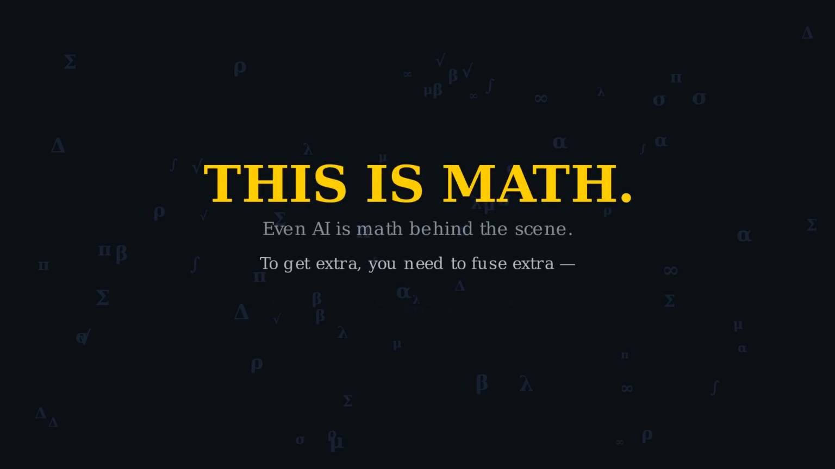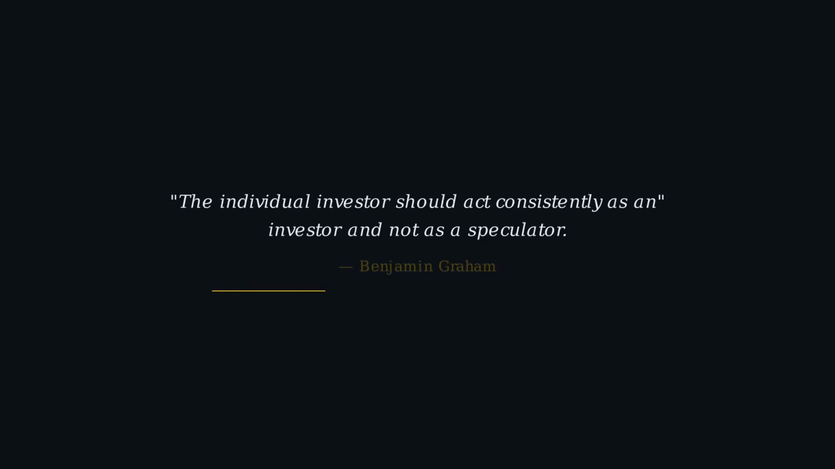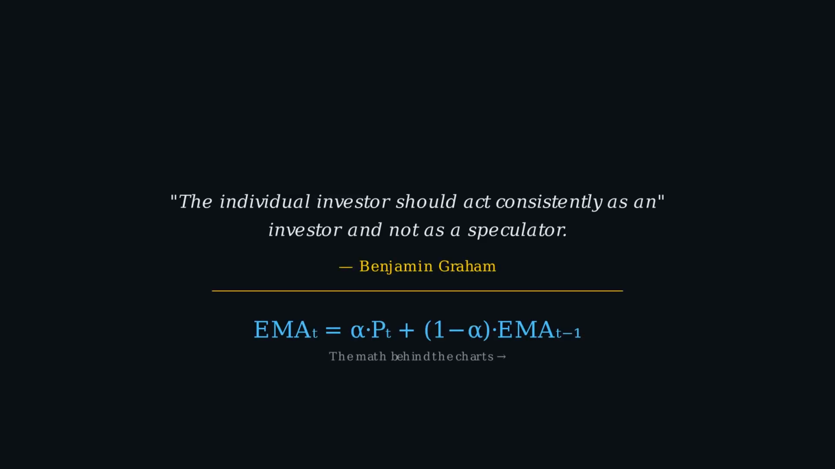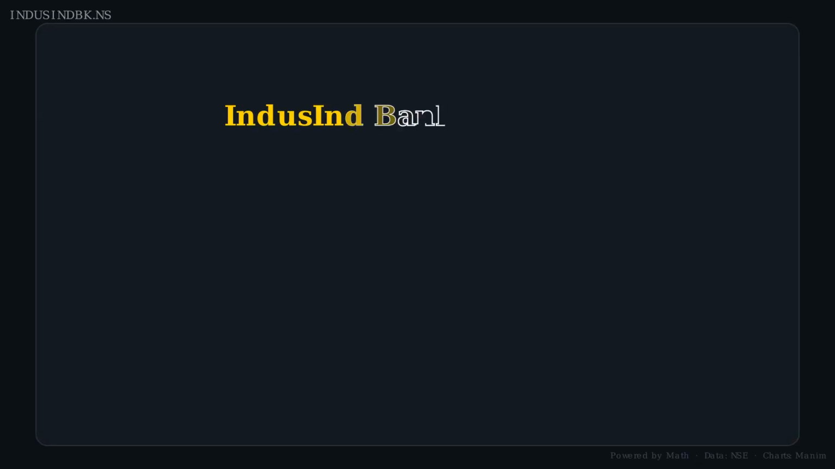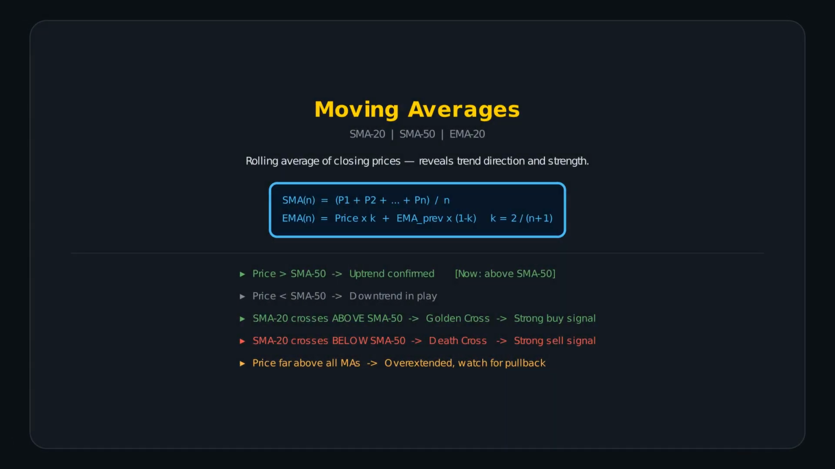This is math. Welcome to the technical analysis of IndusInd Bank Limited. INDUSINDBK.NS is a financial services company with a market cap of 686.5 billion. Over the past 3 years, the stock has lost 10.1%. We will break down 4 key indicators: moving averages, Bollinger Bands, RSI, and MACD, because every line on this chart is a formula. Let us start with moving averages, the foundation of trend analysis.